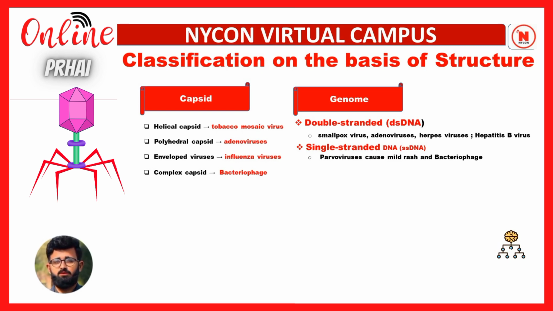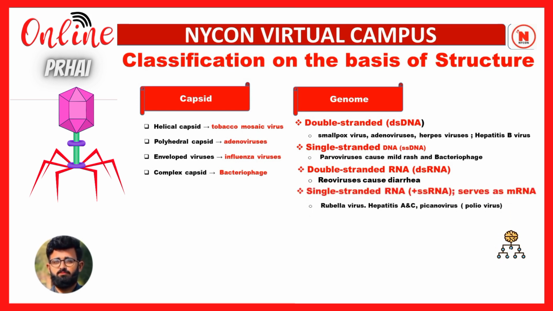Some viruses have double-stranded RNA molecules, for example, reoviruses, which cause diarrhea. Some are positive-sense single-stranded RNA viruses. Positive-sense RNA is that which can act as an mRNA for protein synthesis. For example, rubella virus, hepatitis A and C virus, polio virus.